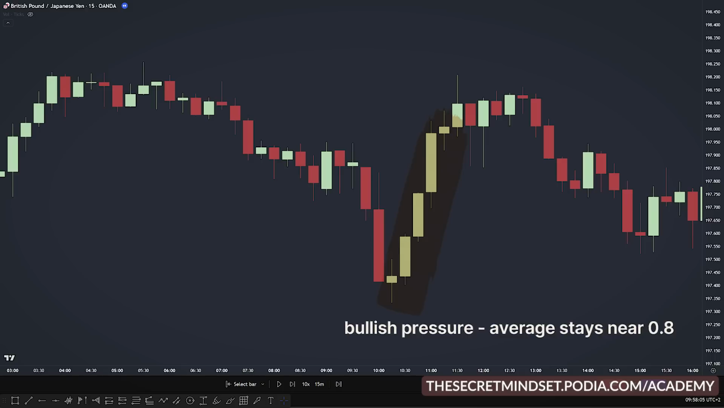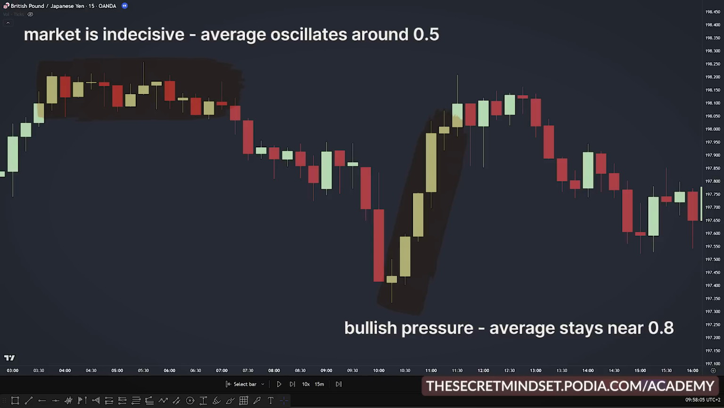If that average stays near 0.8, for example, bullish pressure is steady. If it oscillates around 0.5, the market looks indecisive. A swift drop toward 0.1 can point to a big change in tone. Candle close location is straightforward and thrives on raw price action. That direct view can help you sense if momentum is building or fading.